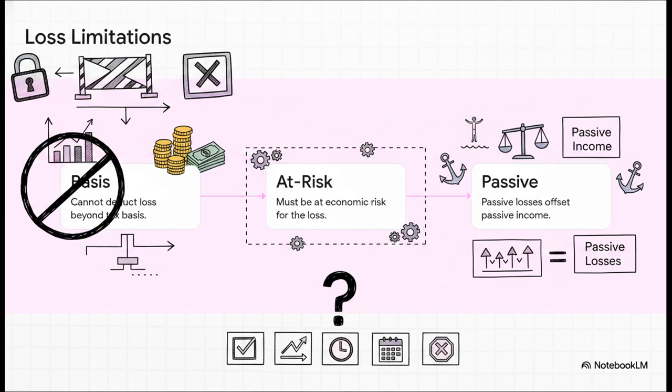2. The at-risk limitation. You must actually be at economic risk for the loss amount, meaning you aren't somehow protected against the loss by non-recourse financing. 3. The passive activity limitation. Passive losses can generally only offset passive income, not your active W-2 wages or portfolio income. So before you deduct any business loss on an exam question, you must ask yourself, is this loss currently allowed? Is it limited? Is it deferred to a future year? Or is it just completely disallowed?